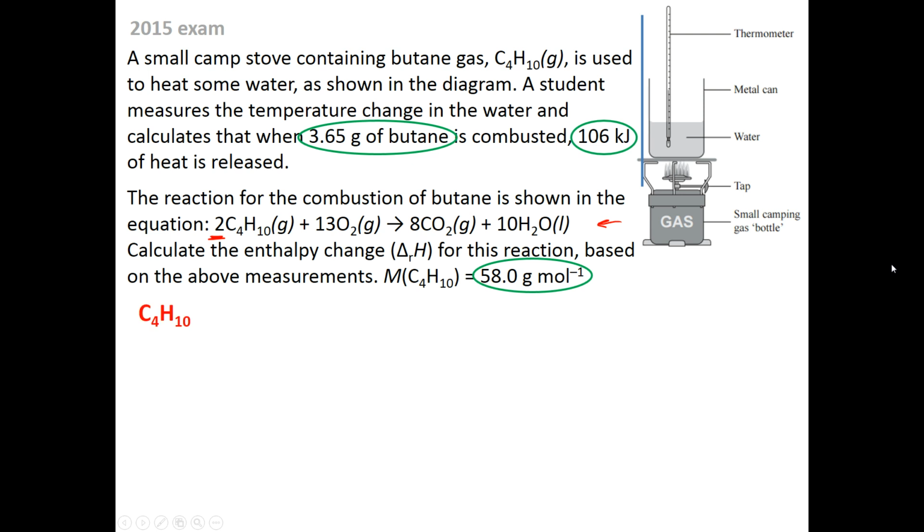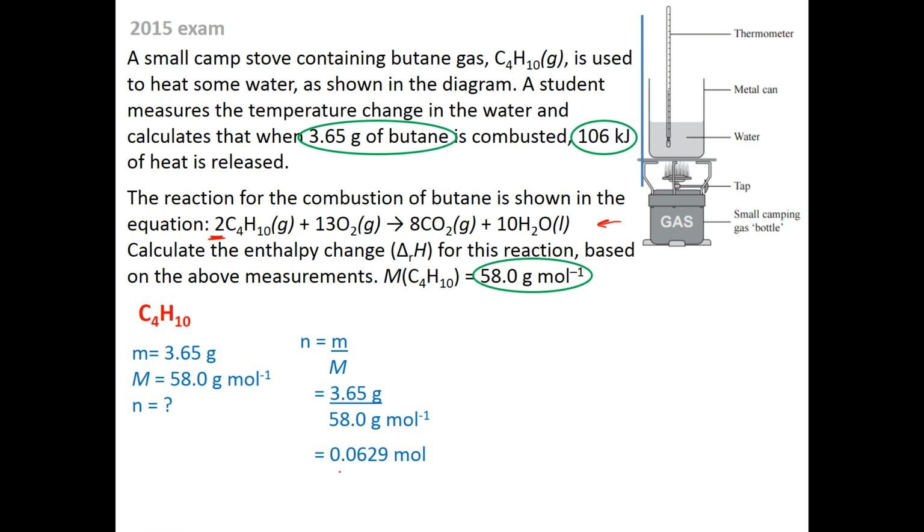So let's do the same sort of thing. Take our substance and find out the values, the mass, the molar mass, so we can go straight to the amount. And just plug and chug into that formula, and you get a very small amount of moles, 0.0629. So that releases 106 kilojoules of energy. That's what you are told.